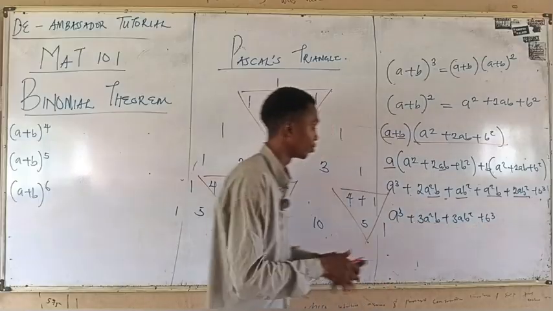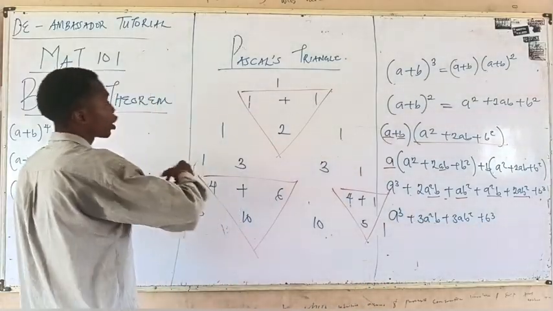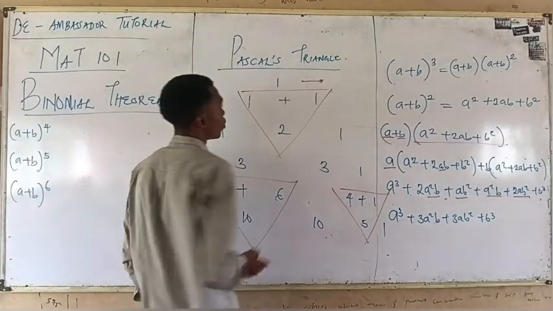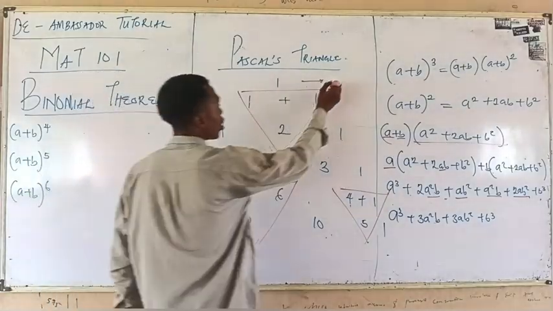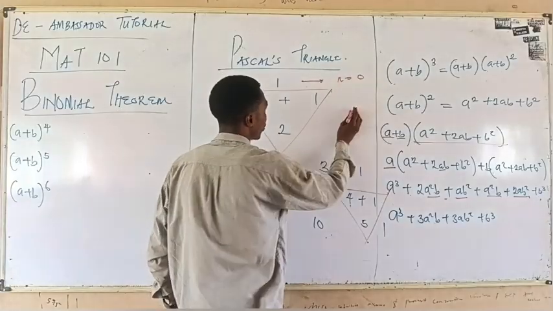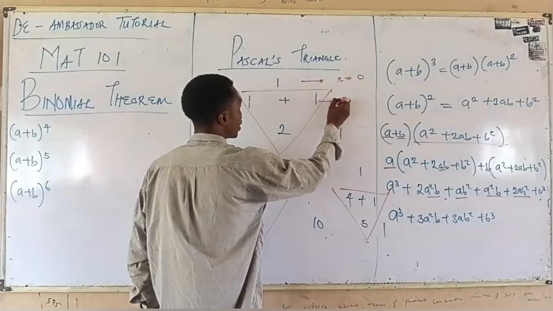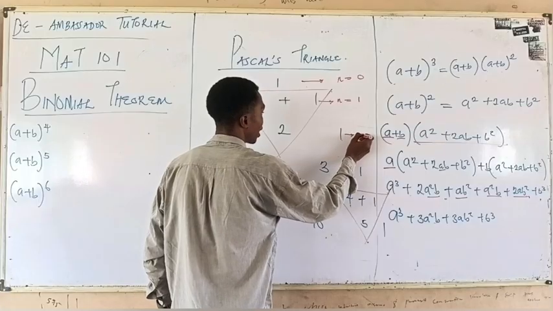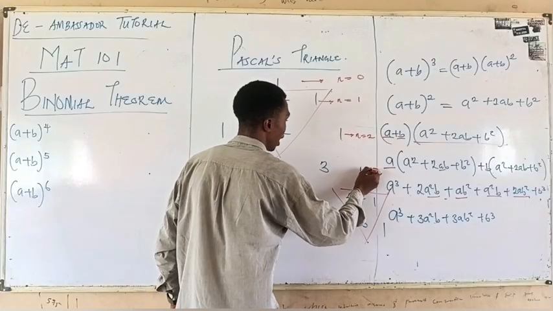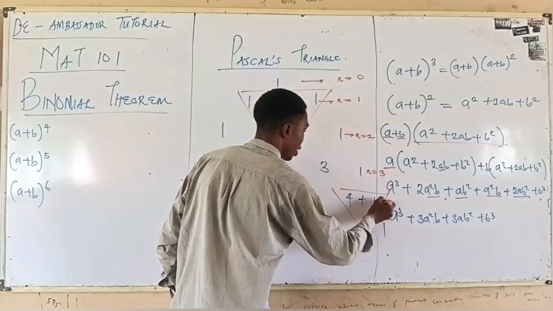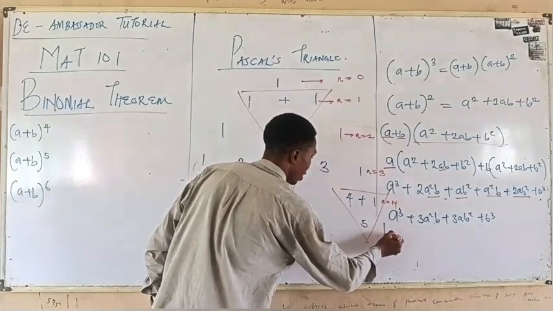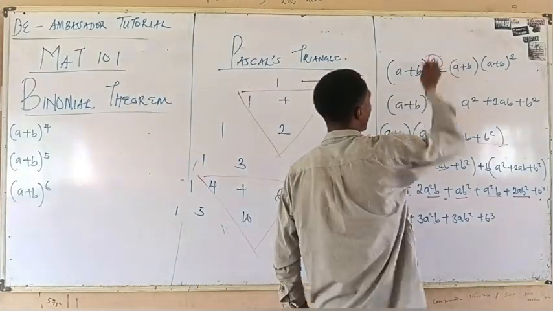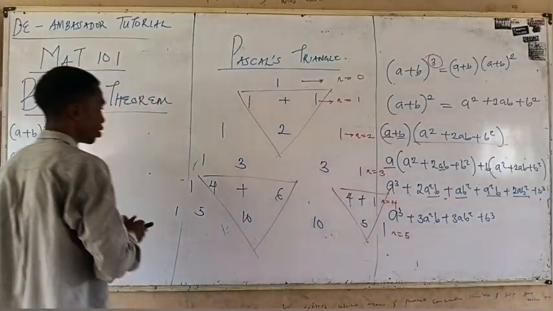Now look at this carefully. The first number at the top is called n equals 0. The second one is n equals 1. The third one is n equals 2. When my n, which is here, is 3, where will I have it?